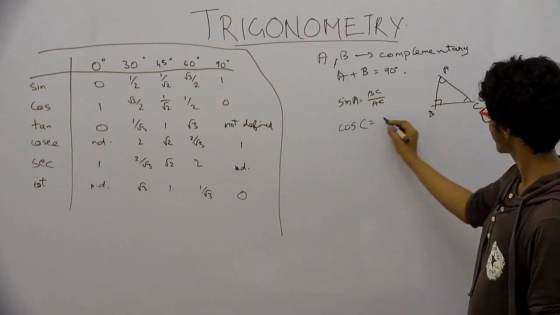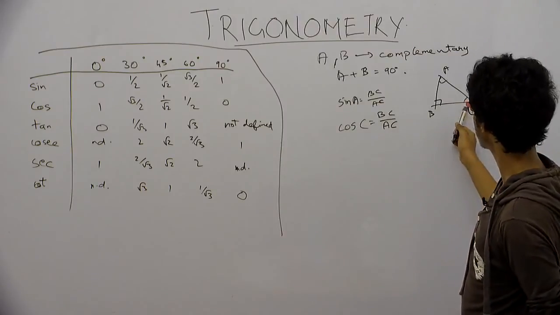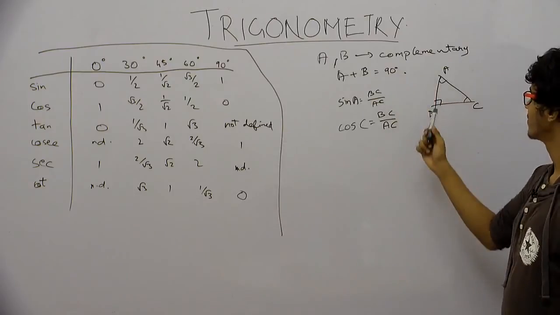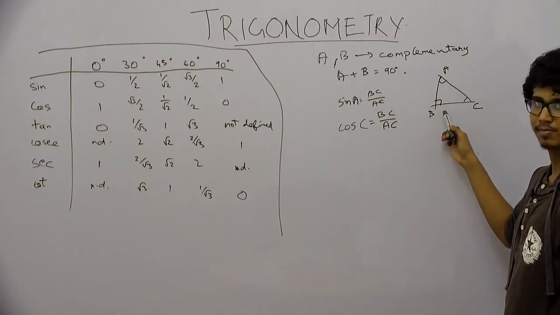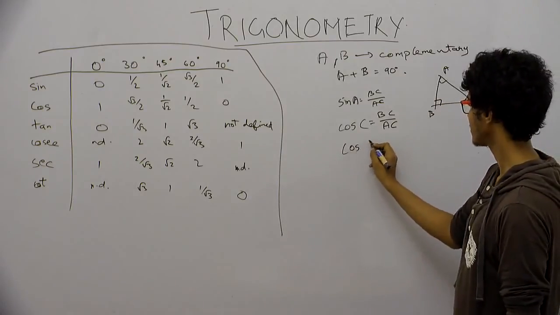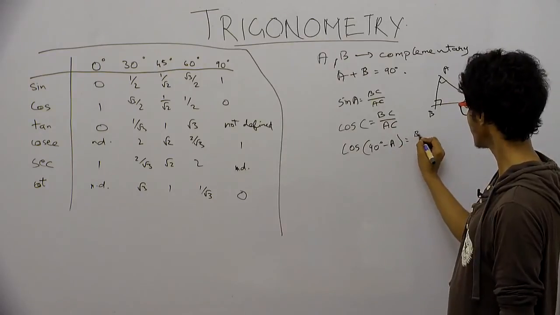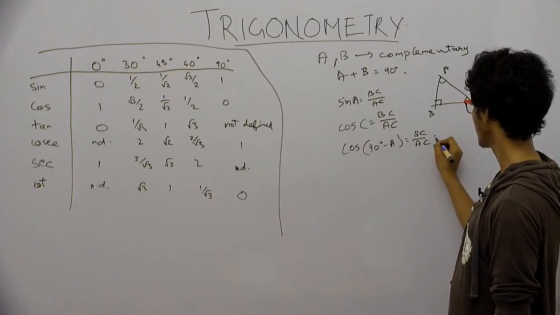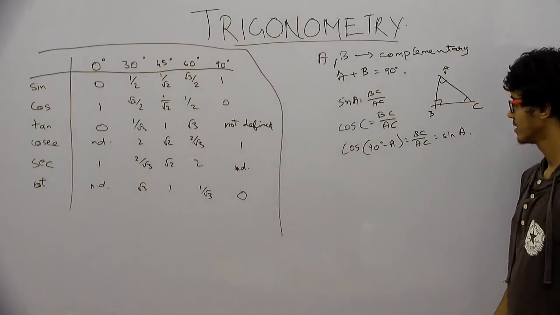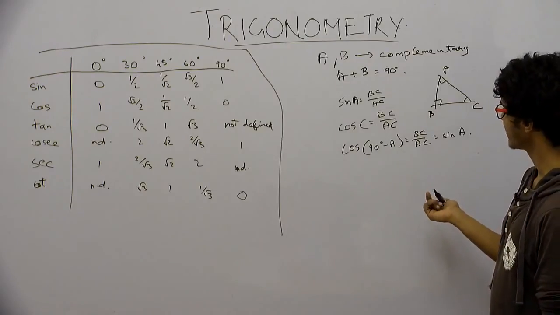Cos C is also BC by AC. The thing to note here is that A is 90 degrees minus C and C is 90 degrees minus A, because they are complementary from the angle sum property. Since B is 90 degrees, the sum of the other two must be 90 degrees. So we can write cos of 90 degrees minus A equals BC by AC. This is equal to sine A.